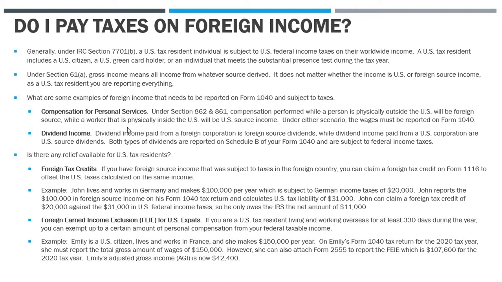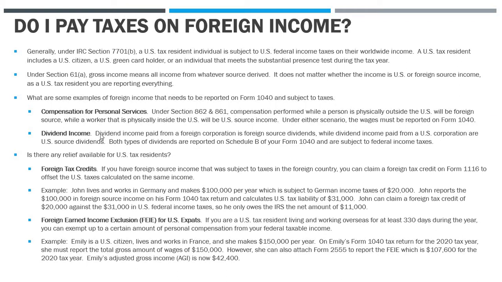So compensation for personal services, number one. Sourcing for personal services, we'll find these rules in sections 862 and 861. So compensation performed while a person is physically outside the U.S. is going to be foreign source, while a person that is physically inside the U.S. and working is going to be U.S. source income. So under this scenario, no matter whether it's foreign or U.S. source, the wages are still reported on your Form 1040. That's the key element here, is even if it's foreign source income, it's still going down on your Form 1040.